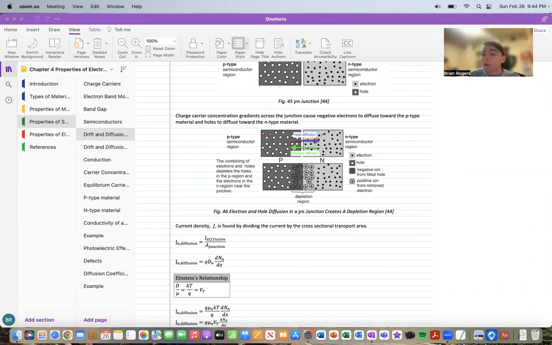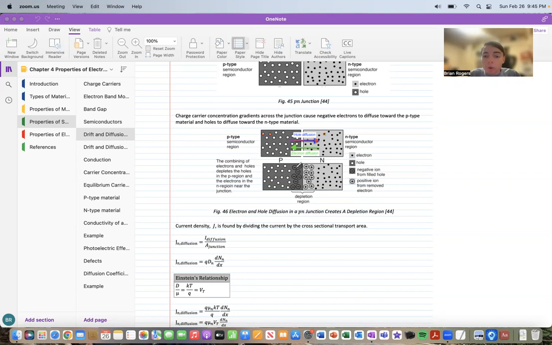And so they'll diffuse to the n-type, whereas the electrons, they're going to want to diffuse to the p-type material. They're going to diffuse to the left here because there are going to be fewer electrons. And so they want to go where there's less concentration. And when these holes and electrons start to diffuse, they're going to create a depletion region.